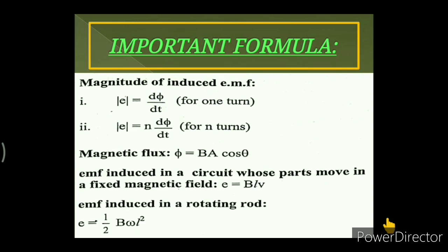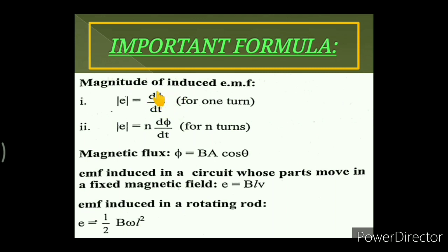As per Faraday's laws of electromagnetic induction, we come to know that whenever there is a change in the magnetic flux associated with a coil, an EMF is induced in the coil. And as per the second law, the magnitude of induced EMF is directly proportional to the rate of change of magnetic flux through the coil. Hence, the magnitude of the induced EMF is given as: magnitude of E is directly proportional to the rate of change of magnetic flux through the coil.